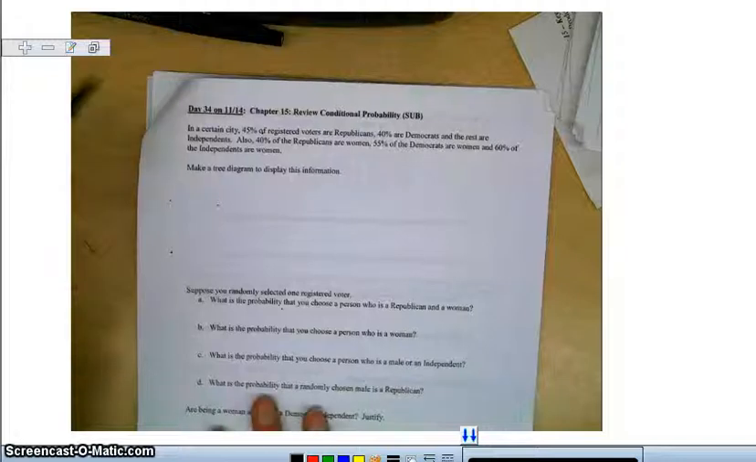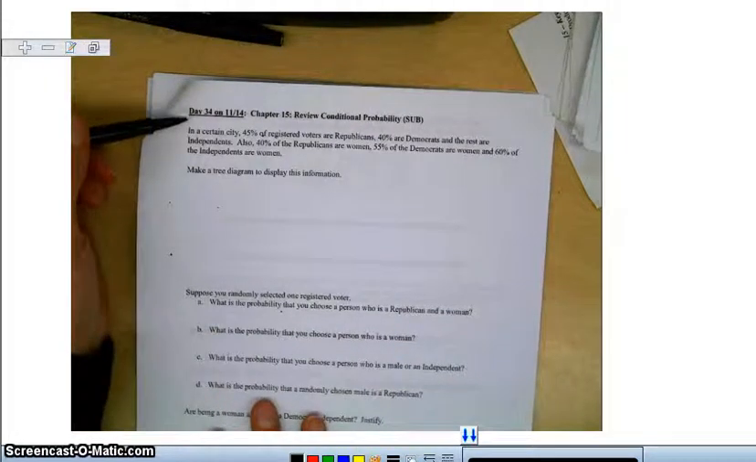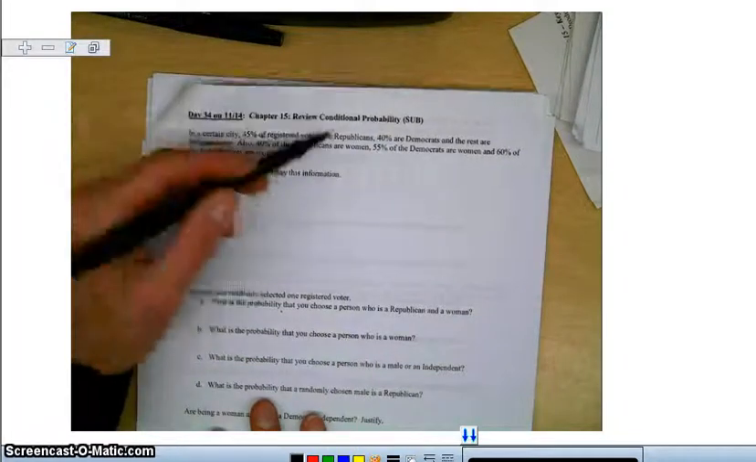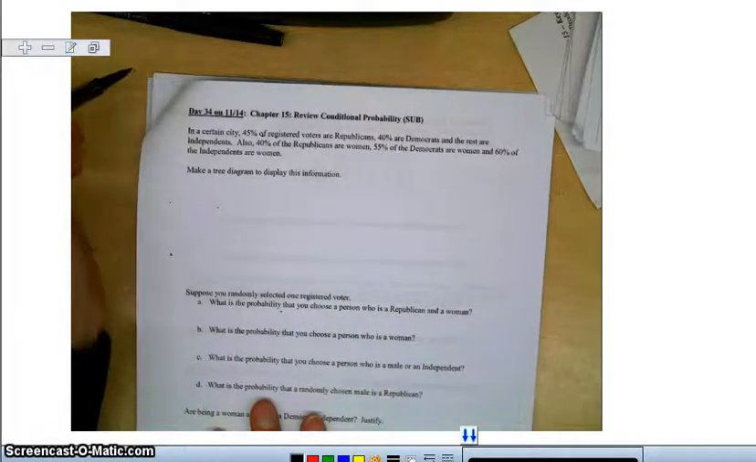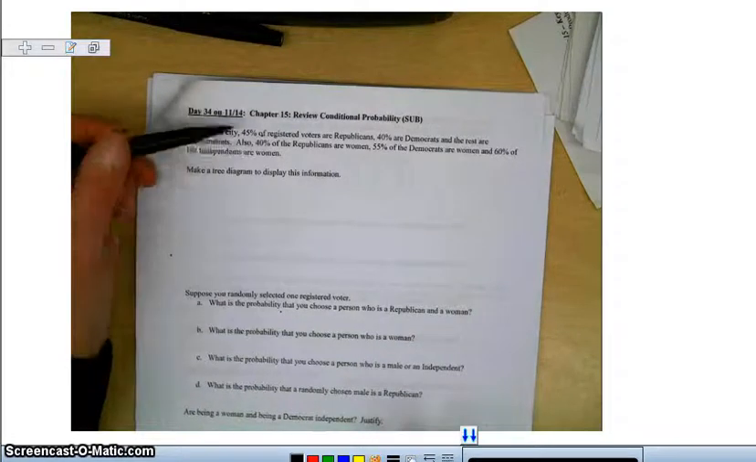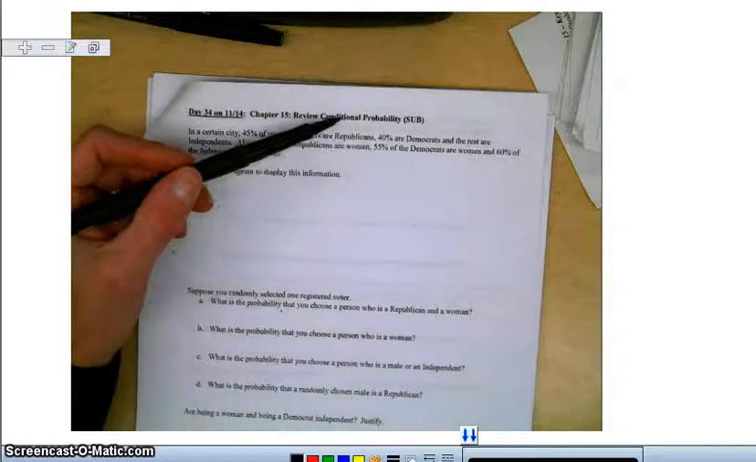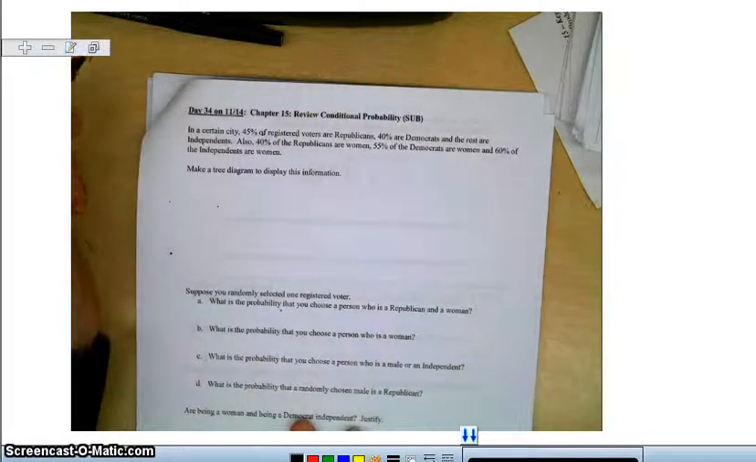In a certain city, this is day 34, review of conditional probability. In a certain city, 45% of registered voters are Republicans, 40% are Democrats, and the rest are independents. Also, what we know about the Republicans, 40% of them are women, 55% of the Democrats are women, and 60% of the independents are women. So make a tree diagram to display this information.